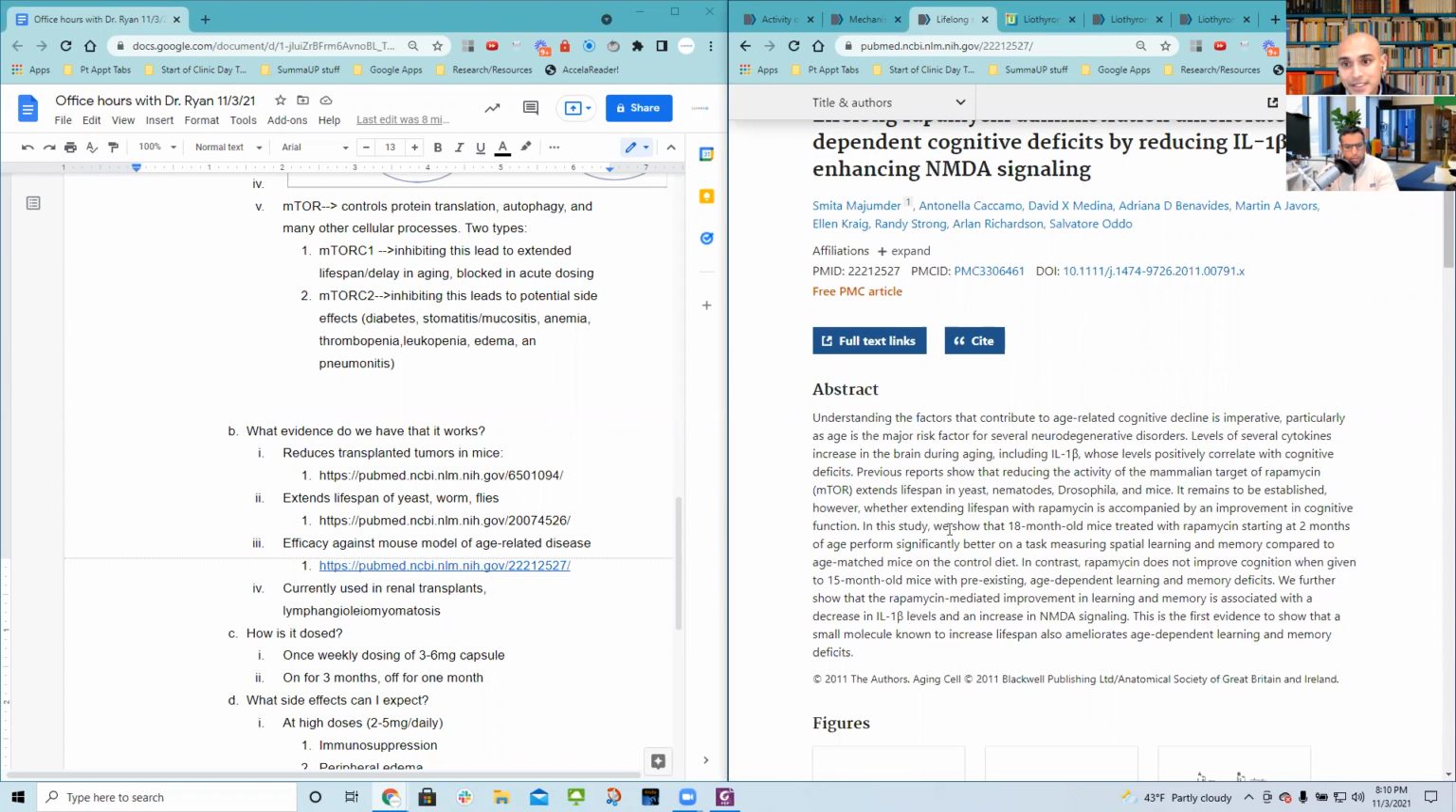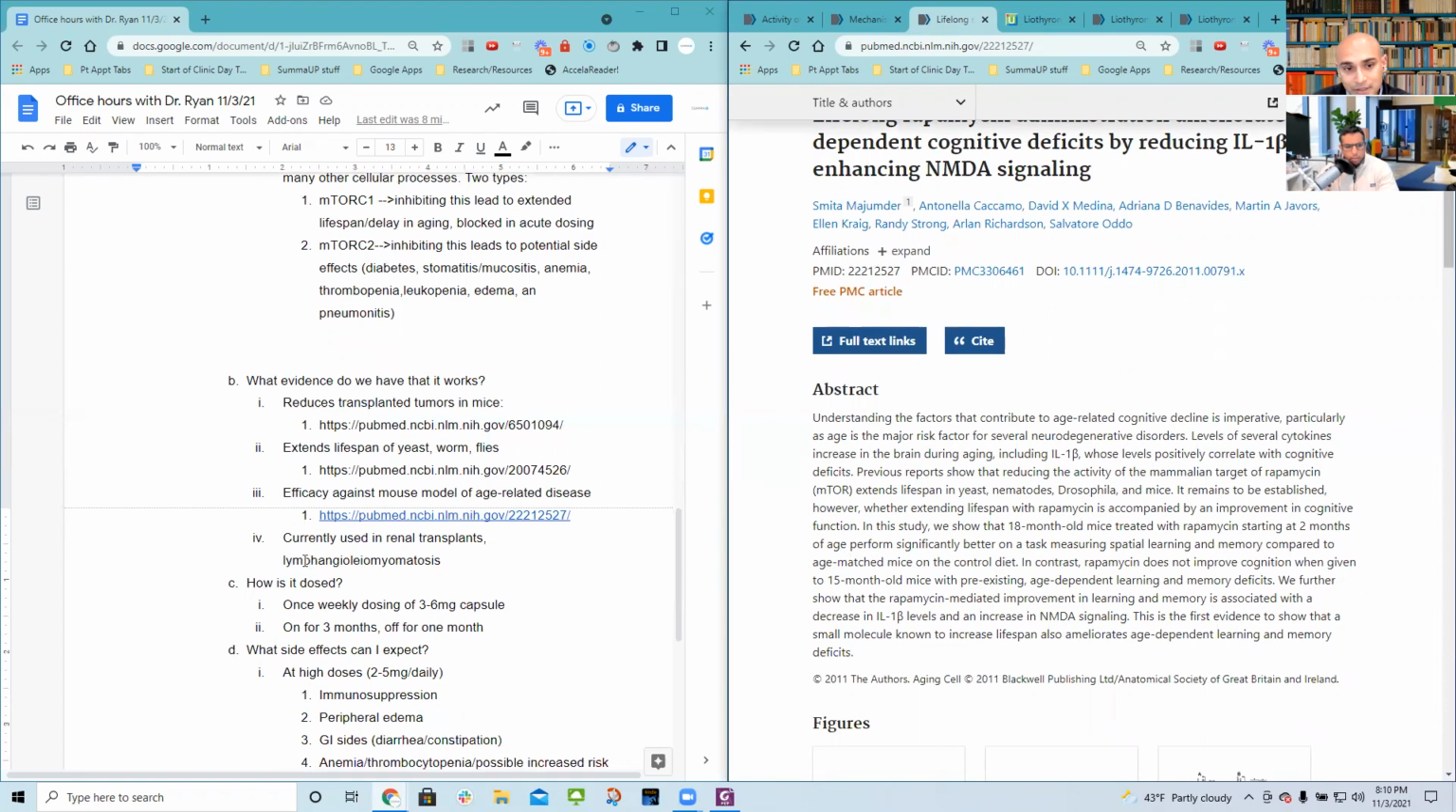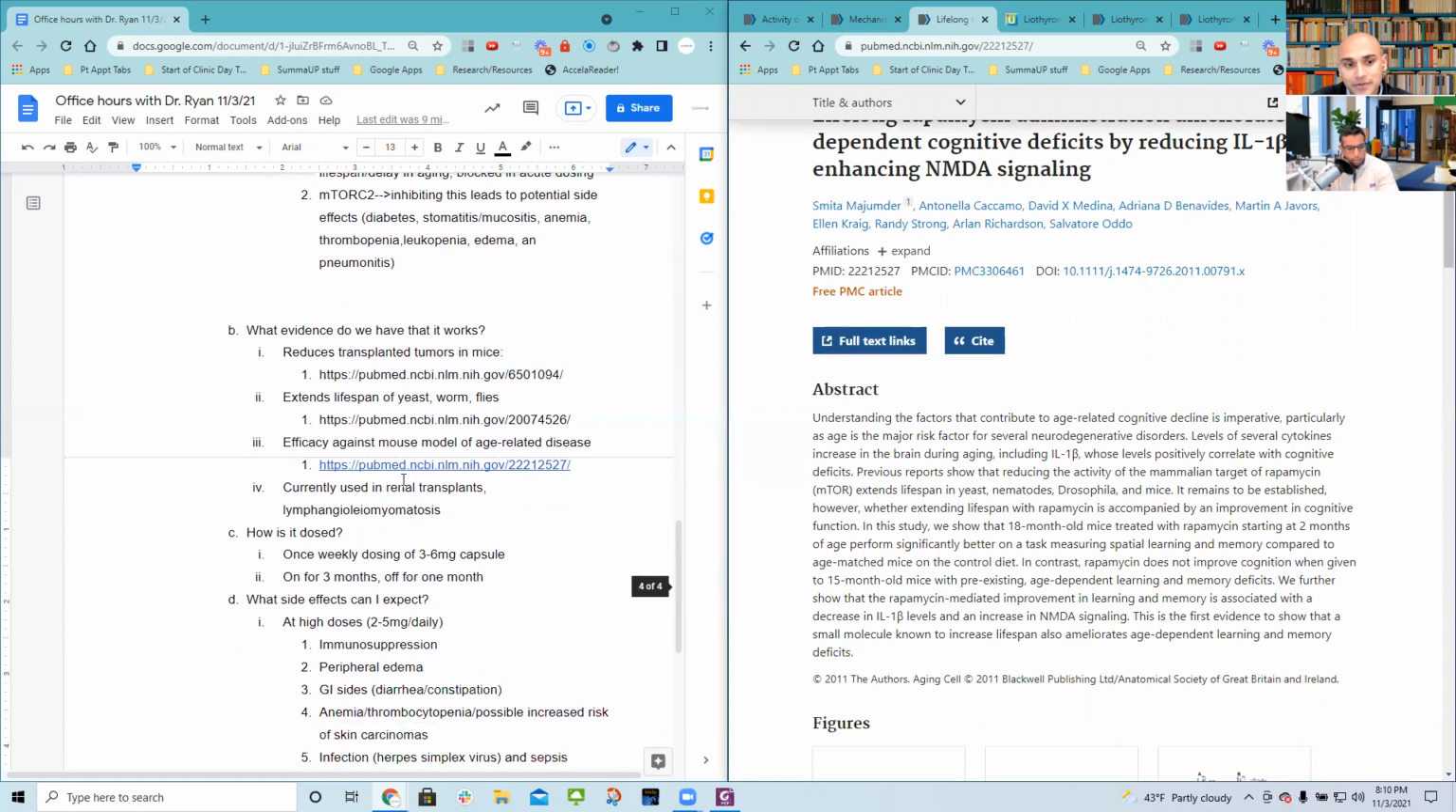There is some suggestion that when you apply these animal studies to humans, this could be very, very interesting. And currently, it's approved, of course, for use in renal transplants and a complicated sounding syndrome called lymphangioleiomyomatosis, which is basically abnormal proliferation of the smooth muscle in the lungs, and it can cause cysts and bleeding within your lungs. And so it of course works quite well for those reasons.